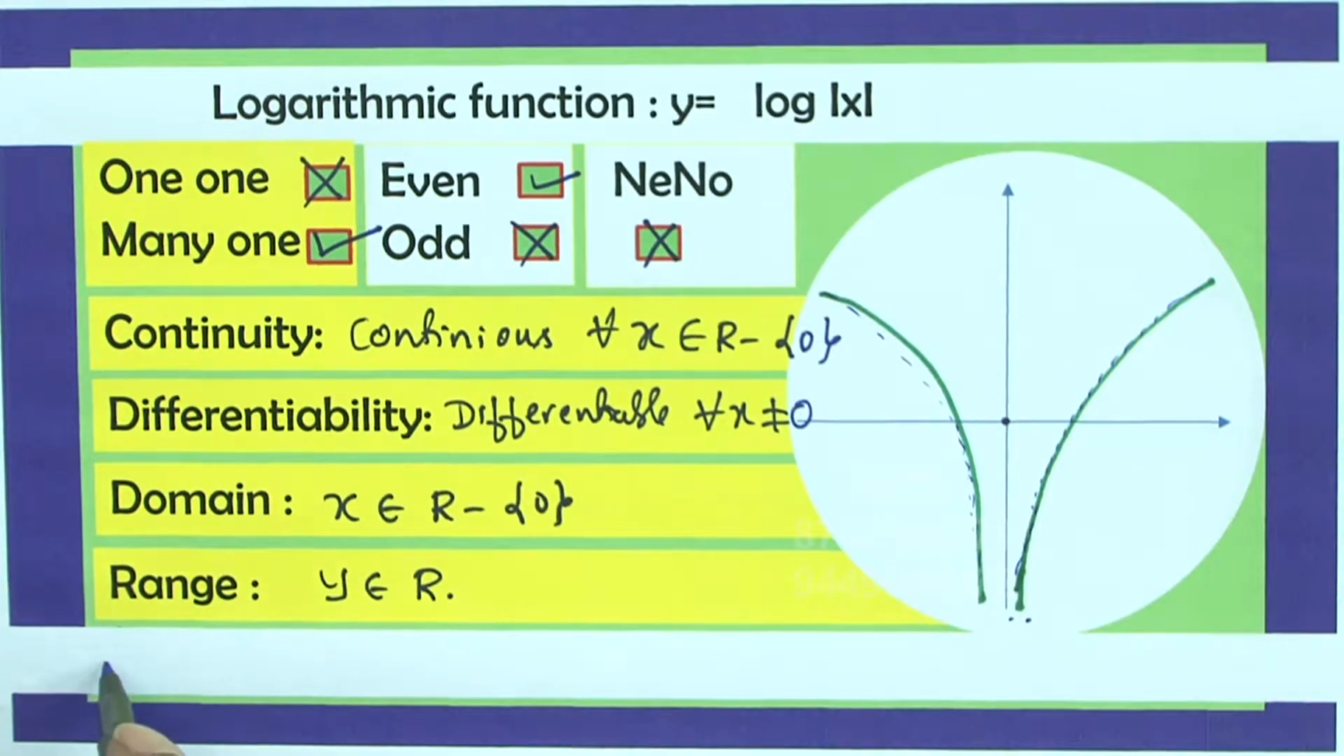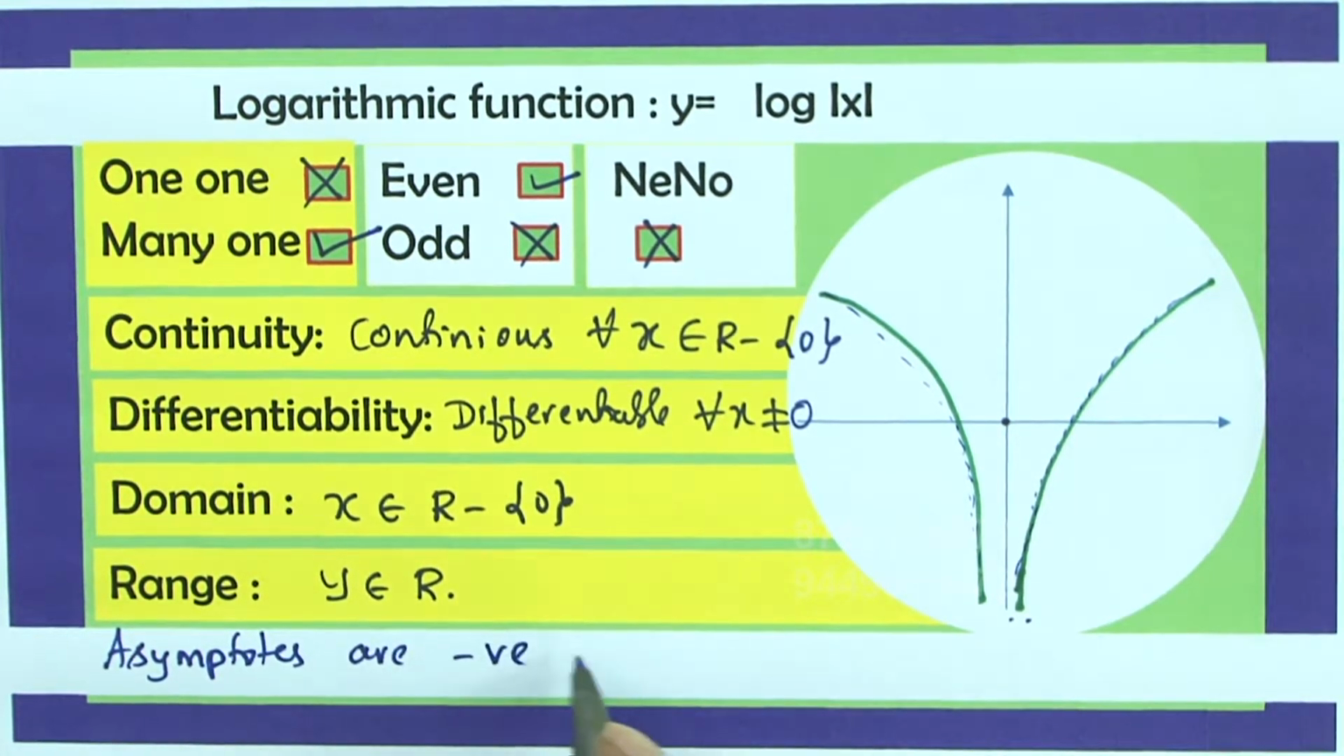So, asymptotes are the negative y-axis. Is it correct? This is about log of mod x, dear students, right? So, log of mod x exists in all the 4 quadrants, right? Please make a note of this.